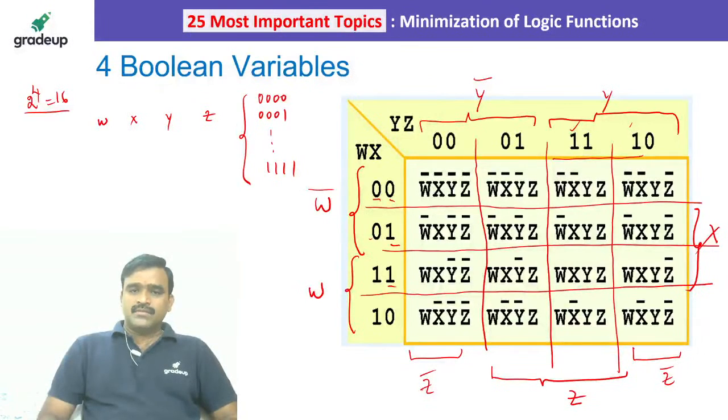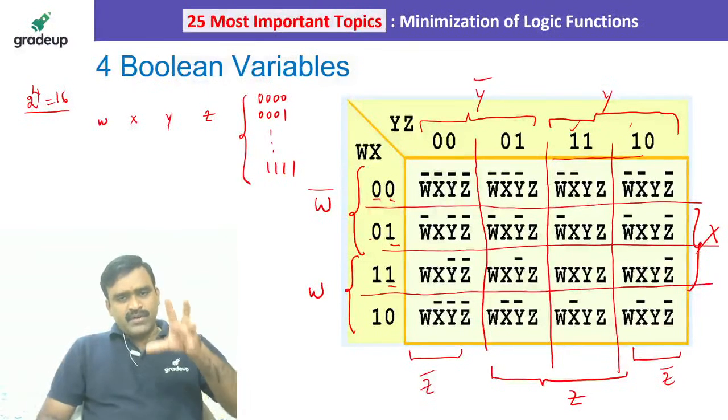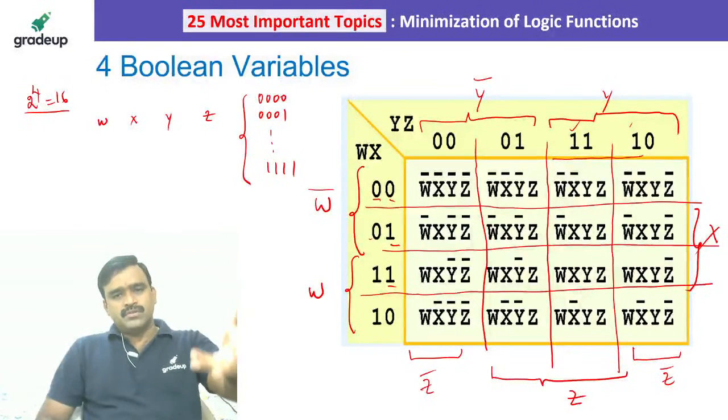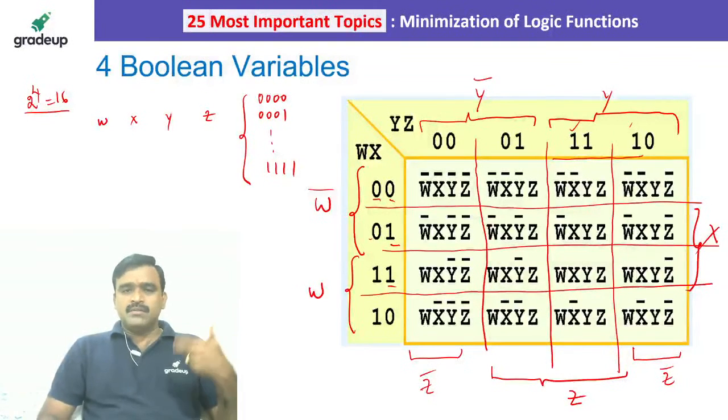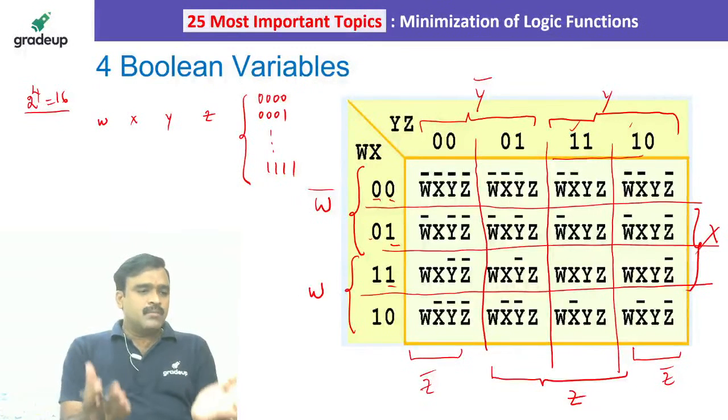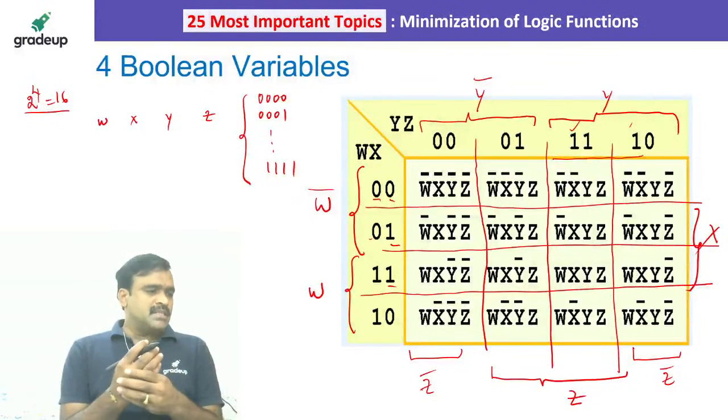So 4 cross 4, 2 power 4, 16 combinations of minterms you will get. But for some functions, all minterms may not produce ones. Some minterms may be producing zeros, some minterms may be producing ones. Based on the ones they are producing, we have to minimize the expression.